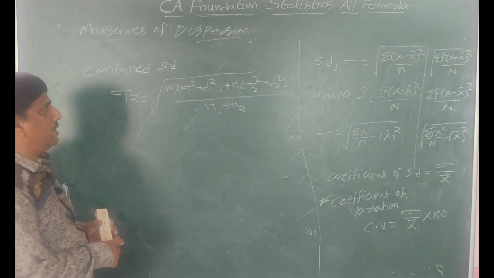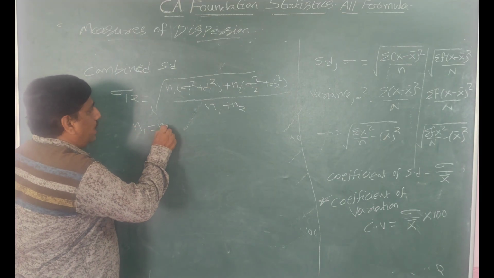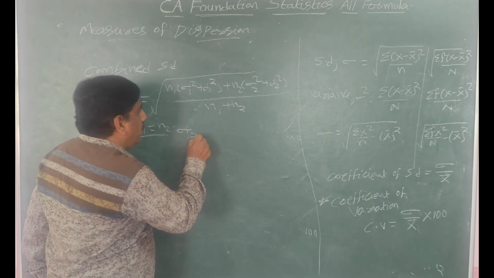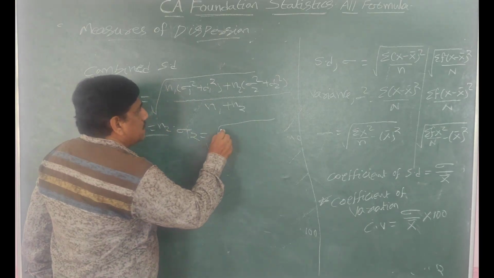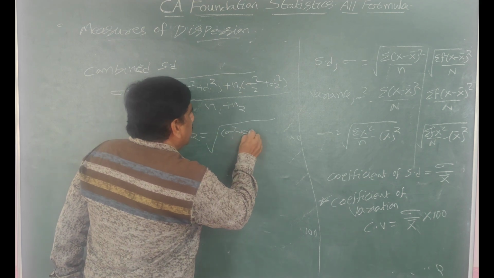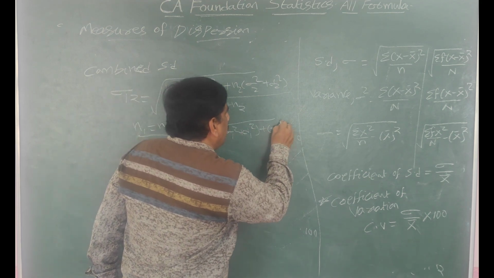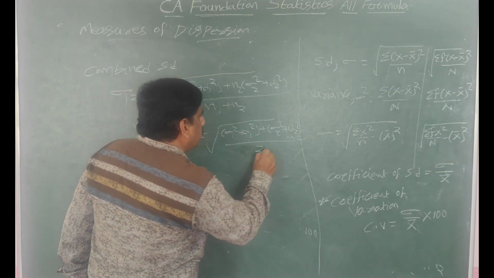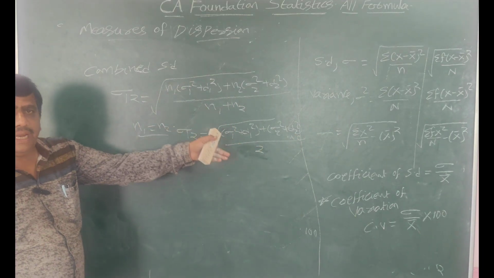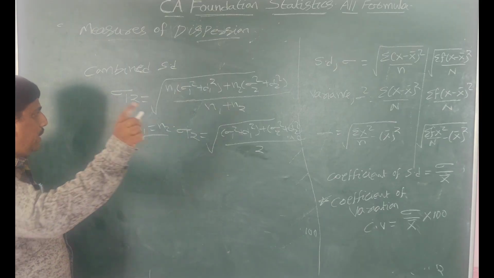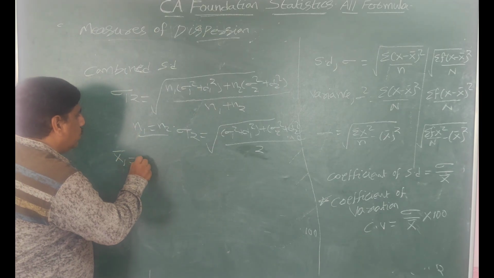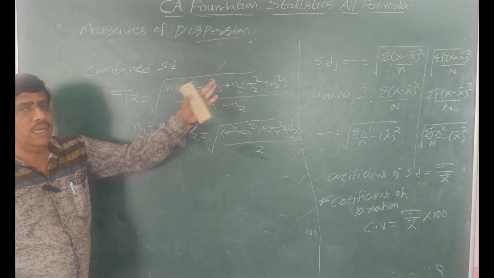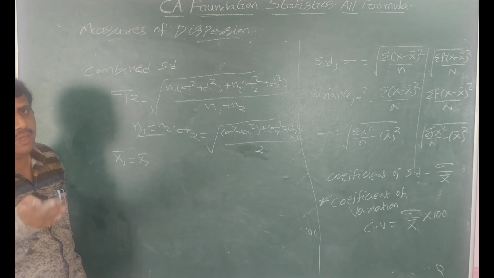Here you have some cases also. Suppose n1 equal to n2, then remove n1 and n2 in this formula. Then the combined SD formula is the square root of sigma 1 square plus d1 square plus sigma 2 square plus d2 square, divided by 2. When n1 and n2 are equal, you have to delete n1 and n2. If only the means are equal but the numbers of observations are not equal, then remove d1 and d2 in the formula. Why? Because the deviations will become 0.